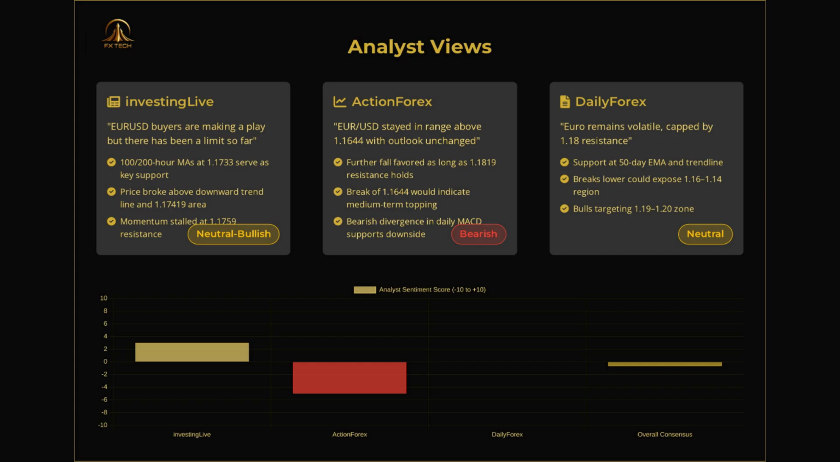DailyForex adopts a neutral position, describing the euro as volatile and capped by 1.18 resistance. They note support at the 50-day EMA and trendline, with potential for breaks lower to expose the 1.16 to 1.14 region, while bulls are targeting the 1.19 to 1.20 zone. The sentiment chart shows the overall consensus is slightly bearish at minus 0.7 on our scale, with ActionForex being the most pessimistic and investingLive showing moderate optimism.